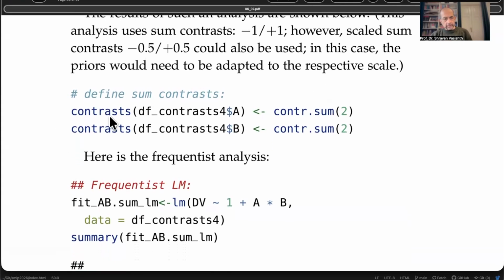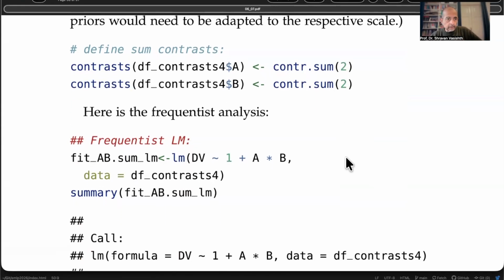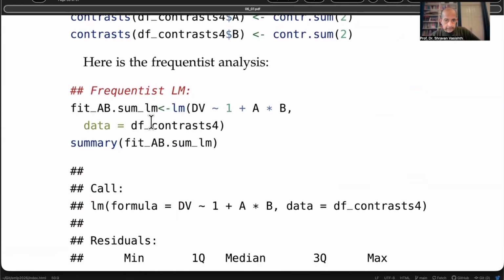So if I set up the A levels using contr.sum, with the specification that there are two levels here, then I would have some contrast for A, some contrast for B, right? That would be a standard way to proceed. And if you set up the analysis, these are the main effects: main effect of A, main effect of B, and the interaction. This syntax is an abbreviation, which is equivalent to A plus B plus A colon B. Okay.